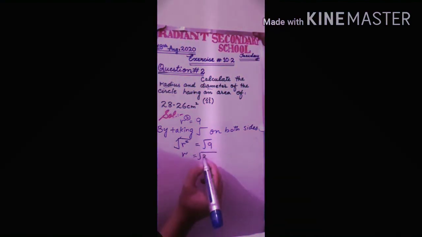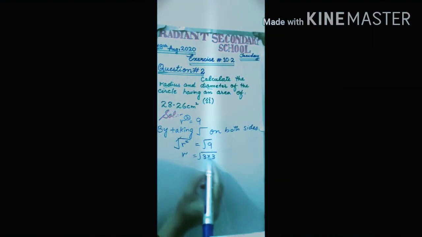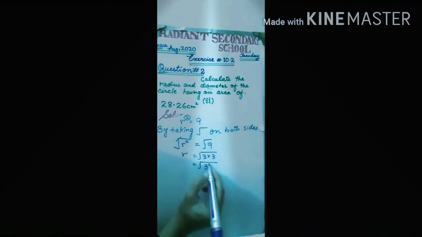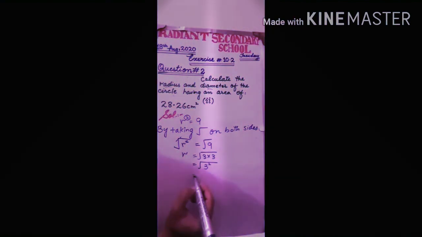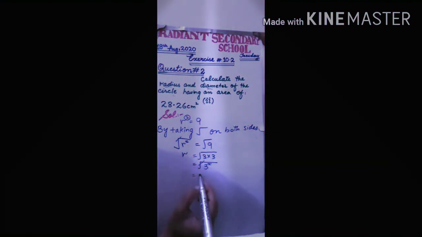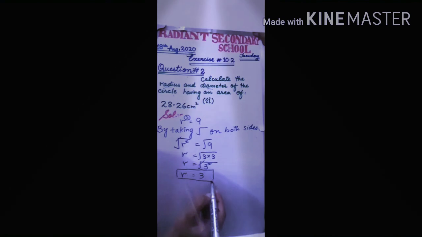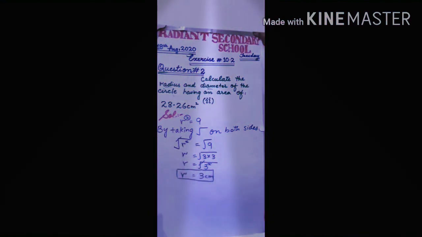On the place of 9 I can write 3 multiplied by 3. So 3 multiplied by 3 is again 9. When two same numbers are multiplying with each other, you can write them like this: 3 square. After that this square can be cut with this under root, because square can cut the under root. Only 3 is remaining, so 3 is our required radius, and the unit of radius you have to write here is centimeter, because in the question centimeter is used.